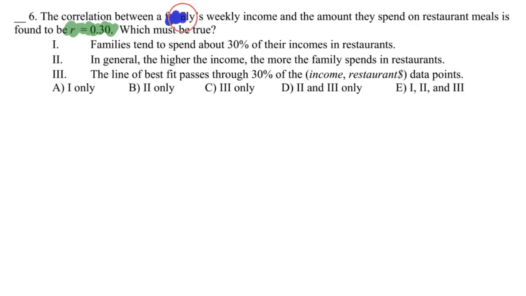A family's weekly income is one of the variables, and the amount they spend on a restaurant meal is the other variable. And they're asking which of these must be true. Okay, so let's see. Families tend to spend about 30% of their income in restaurants.